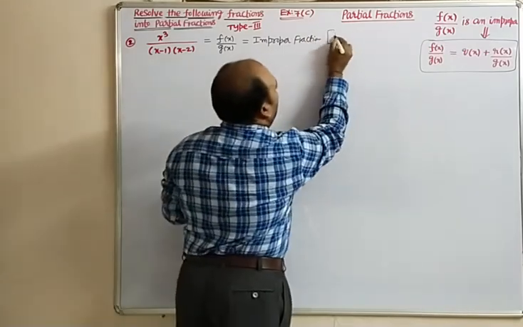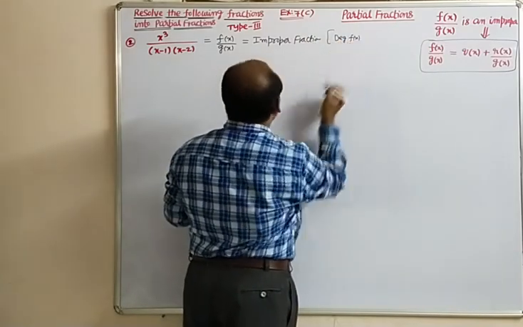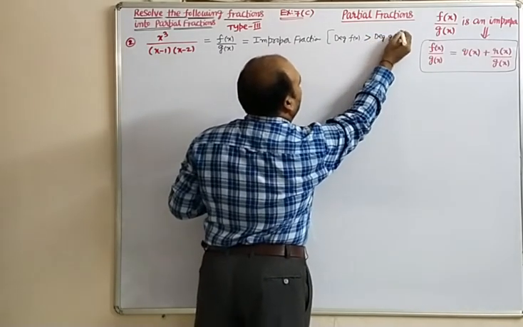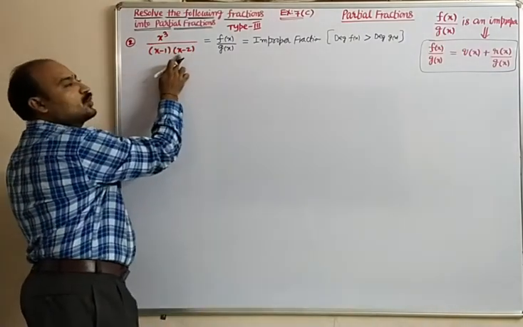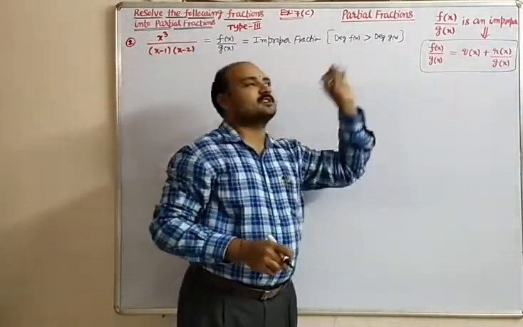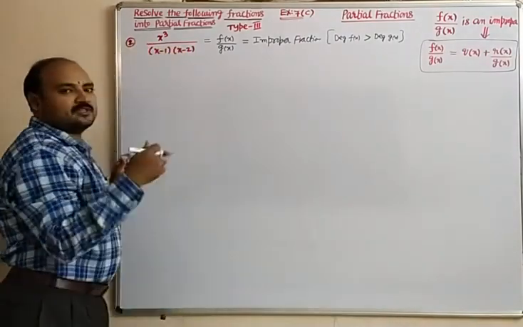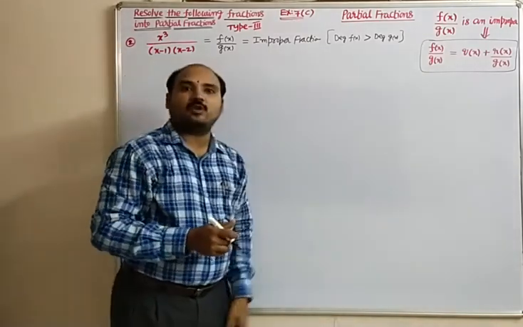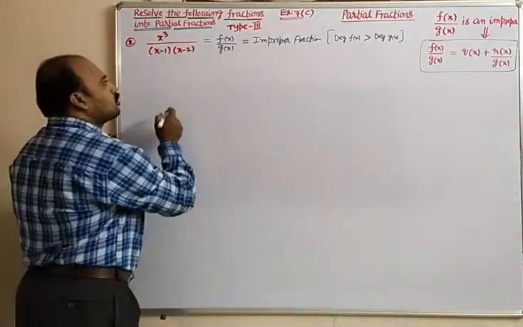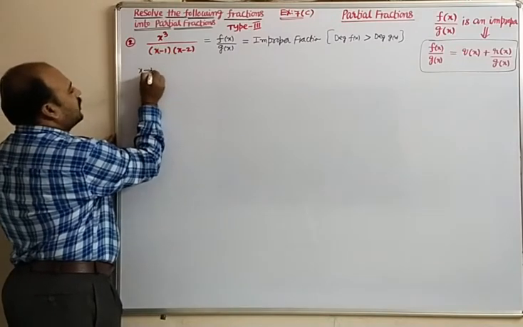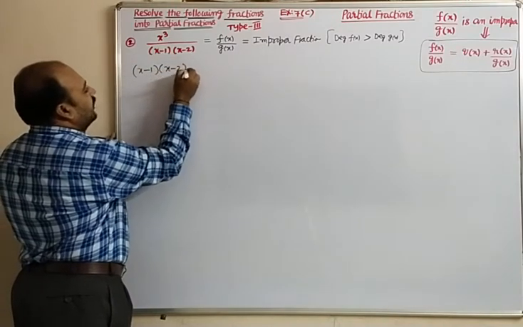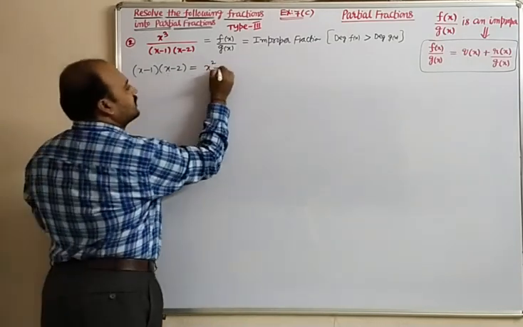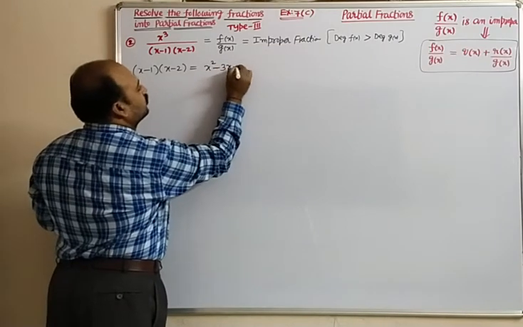Since the degree of f of x is greater than the degree of g of x. Here 3 degree, here x into x, x square, 2 degree. So the degree of f of x is greater than the degree of g of x. In the previous case, both were equal. Now, first we have to convert it into a proper fraction by dividing. (x minus 1) into (x minus 2) can be written, making it a single polynomial, as x square minus 2x minus x, minus 3x plus 2.